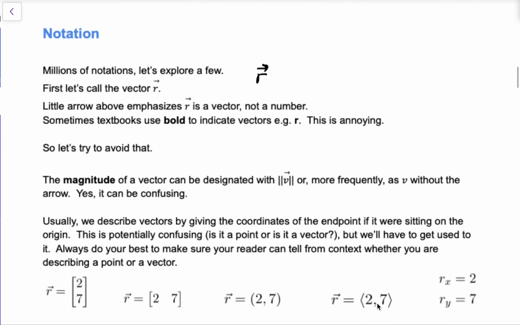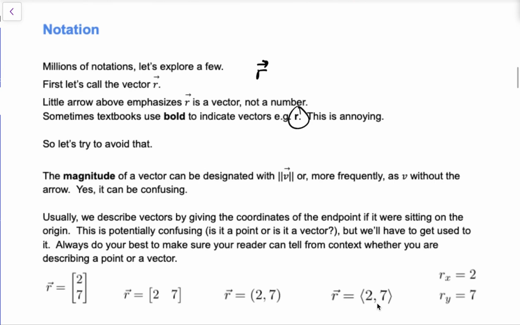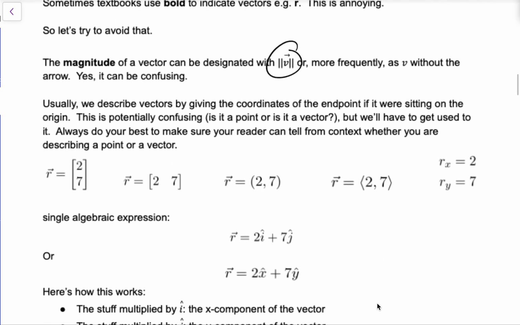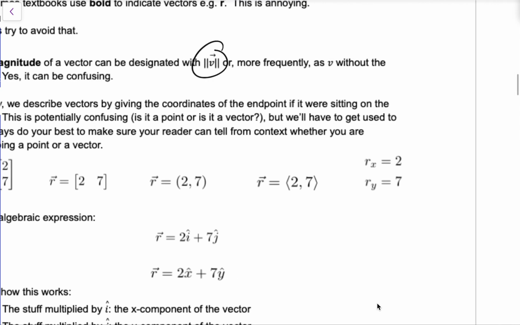Sometimes textbooks use bold to indicate vectors like this. I find that annoying. I prefer to always put the little arrow over the top of it, like I've been doing. The magnitude of the vector can be designated as I did before, saying that you have these two vertical bars on either side. But my math colleagues here insist that when you're dealing with a vector, you do something different. And so we use the two bars on either side to indicate the magnitude of a vector.